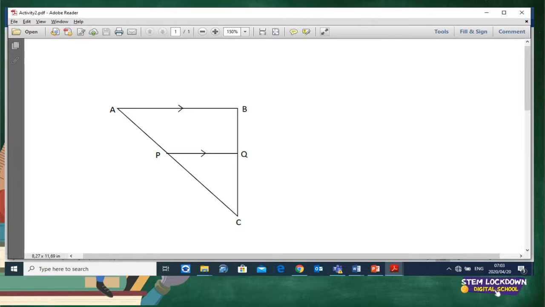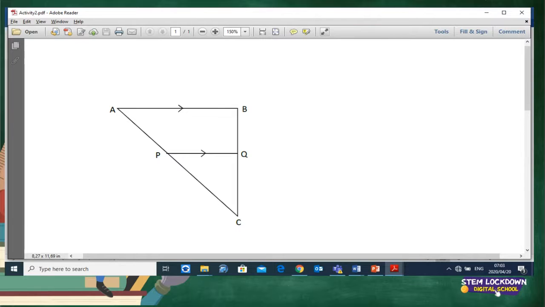Now, we have already proved that the two triangles are equiangular, meaning that they are now similar. So if the two triangles are similar, if triangle ABC is similar to triangle PQC, then you should know that AB is in proportion with PQ, and BC is in proportion with QC, and AC will be in proportion with PC. So this means you can write AB over PQ will be equal to BC over QC, which in turn will be equal to AC over PC.